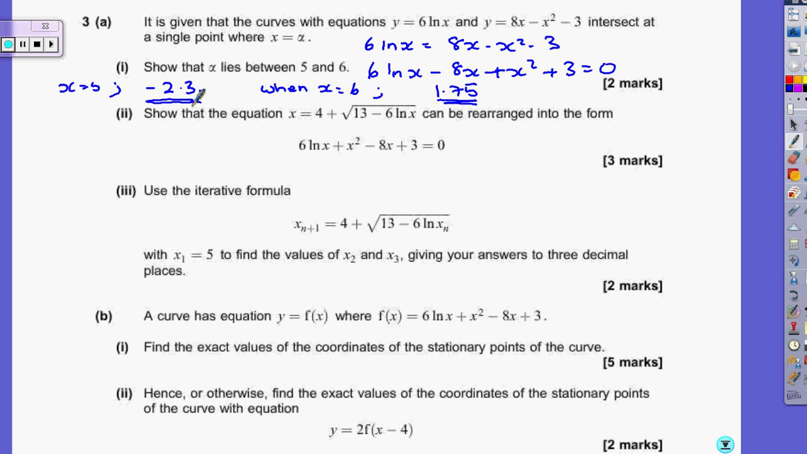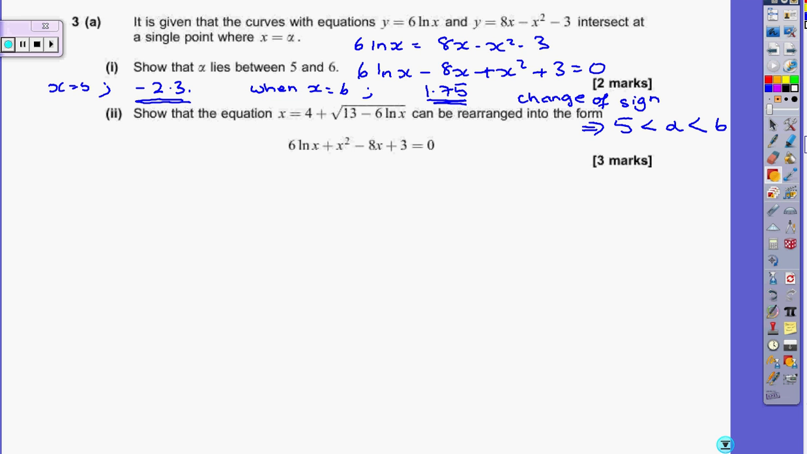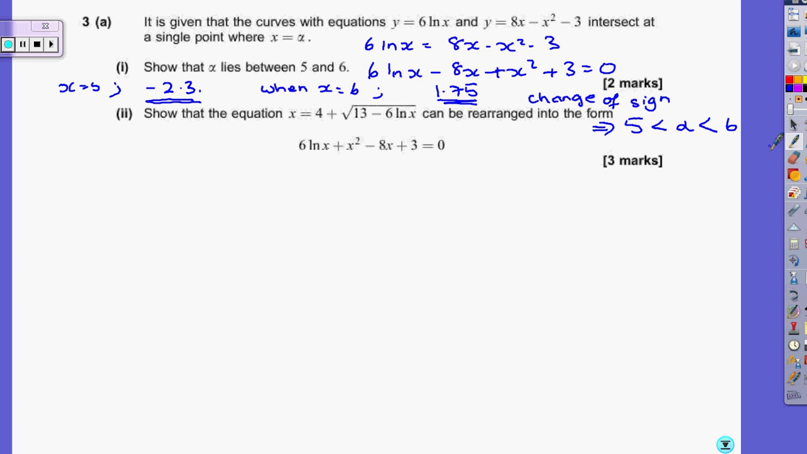There's a change of sign, so you actually have to write change of sign. Therefore 5 is less than alpha is less than 6, meaning your solution must lie within those two values. Okay, then it says show that this equation can be rearranged in this form.